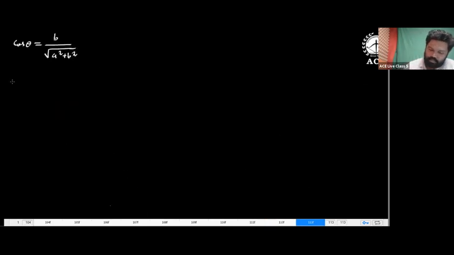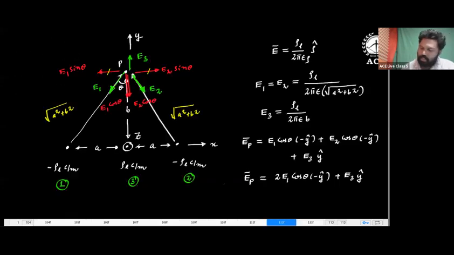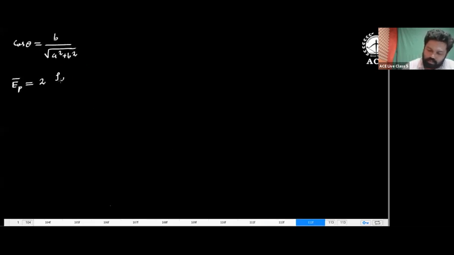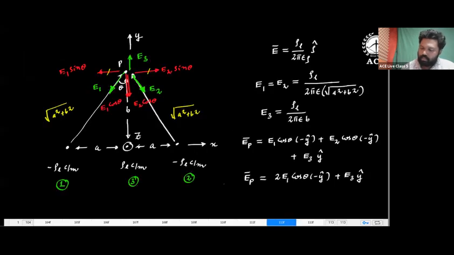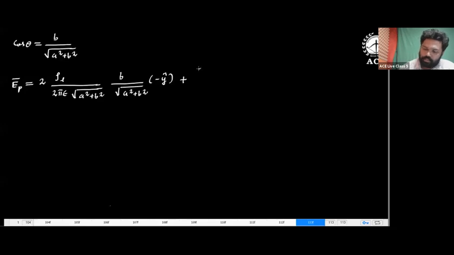So here it is. EP is equal to, let me go back, 2 into E1. What is E1, beta? Rho L by 2 pi epsilon square root of A square plus B square, into cos theta. What is cos theta? B by square root of A square plus B square, into minus y cap, plus E3. What is E3? Rho L by 2 pi epsilon into B into y cap.